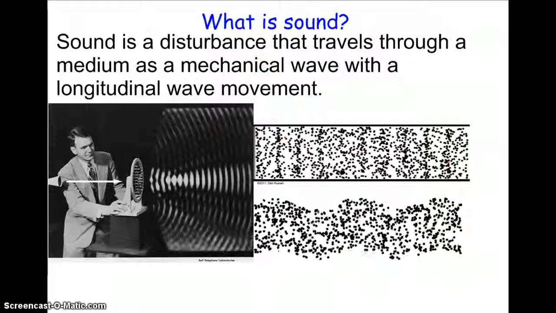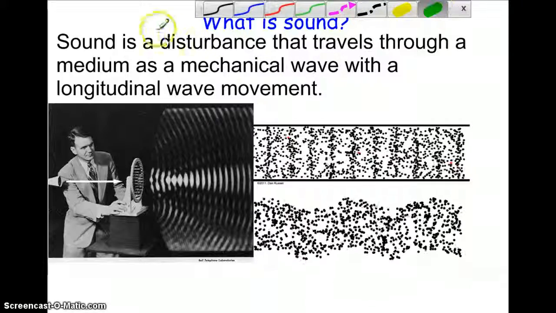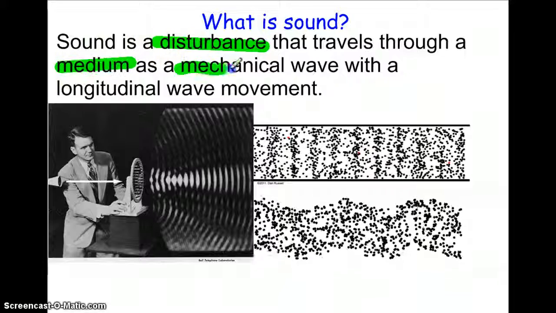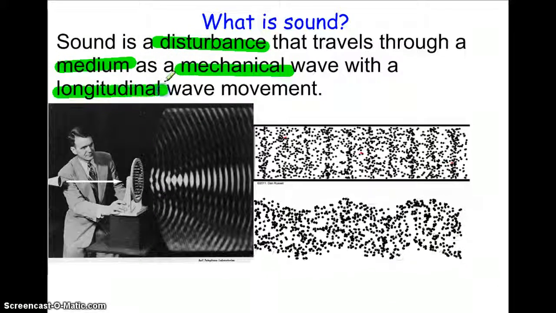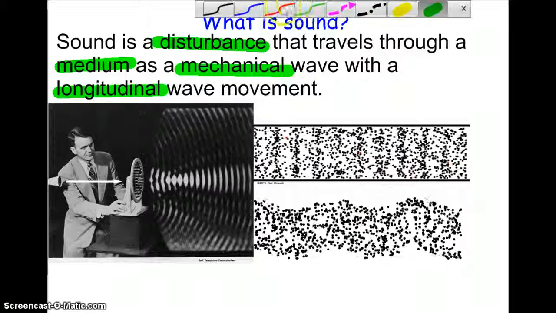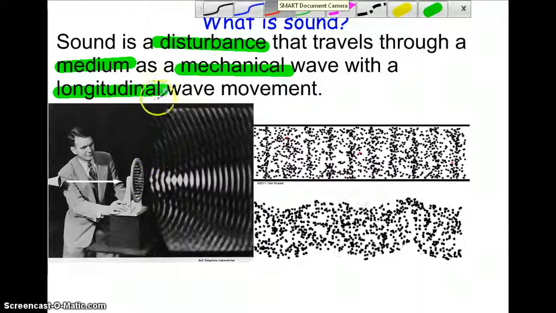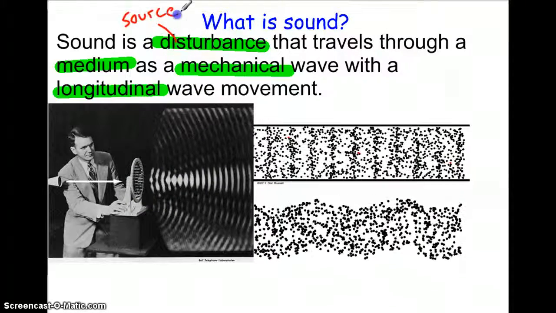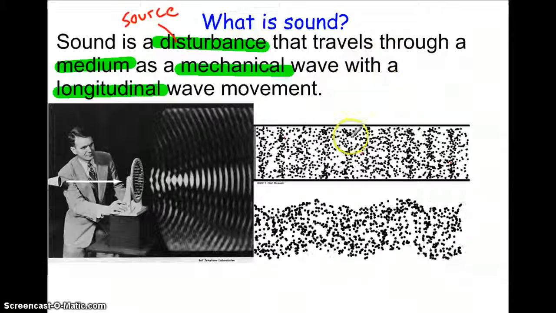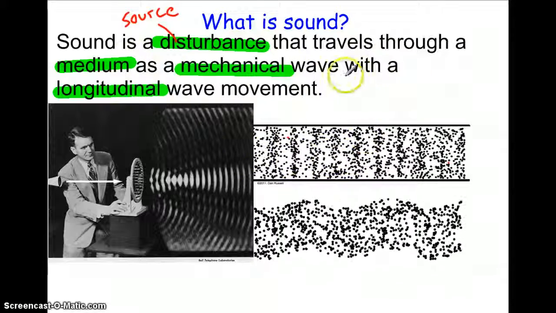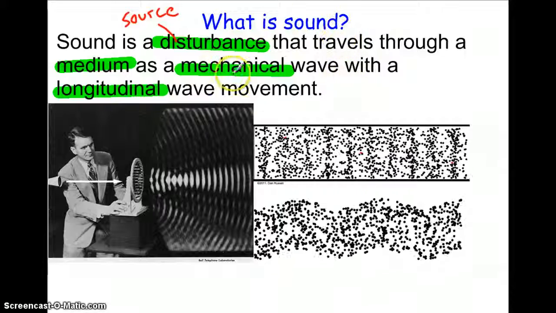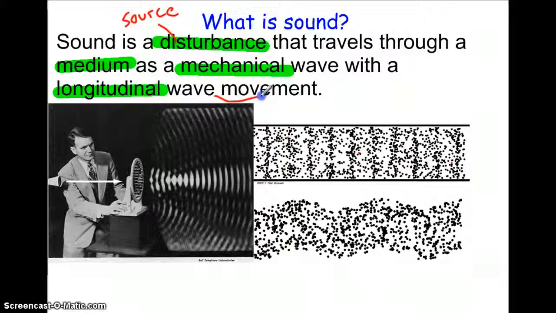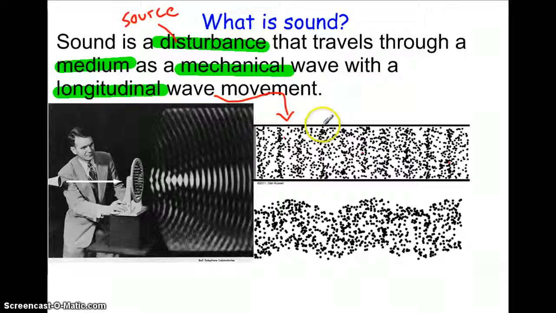What is a sound? Sound is a disturbance that travels through a medium as a mechanical wave with a longitudinal wave movement. Whoa, lots of vocabulary there. So a disturbance is the source, okay? Whatever is causing the disturbance, that's the source. That's what's causing the vibrations. It travels through a medium such as air, such as water, such as the microphone, whatever it's moving through. And then it is making a longitudinal wave movement.